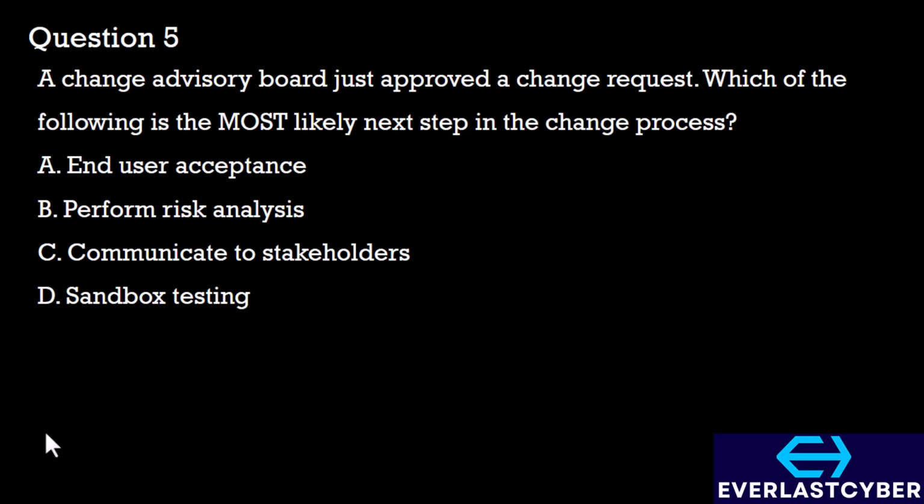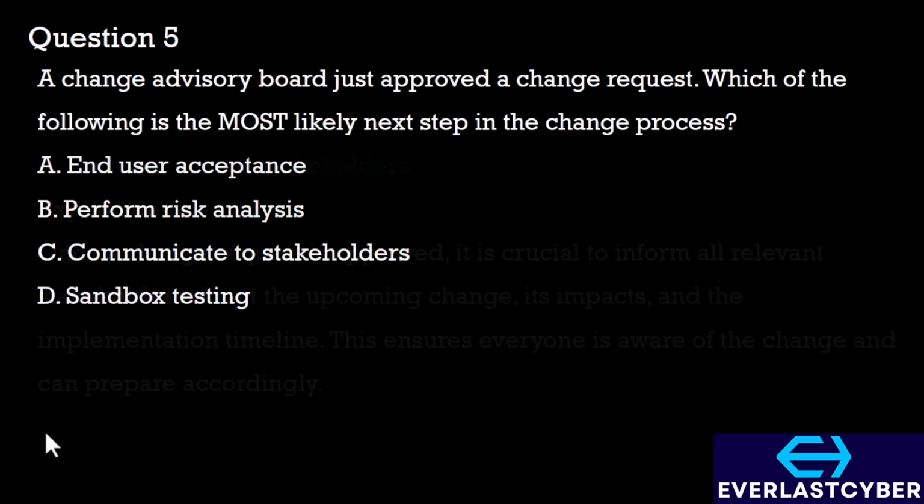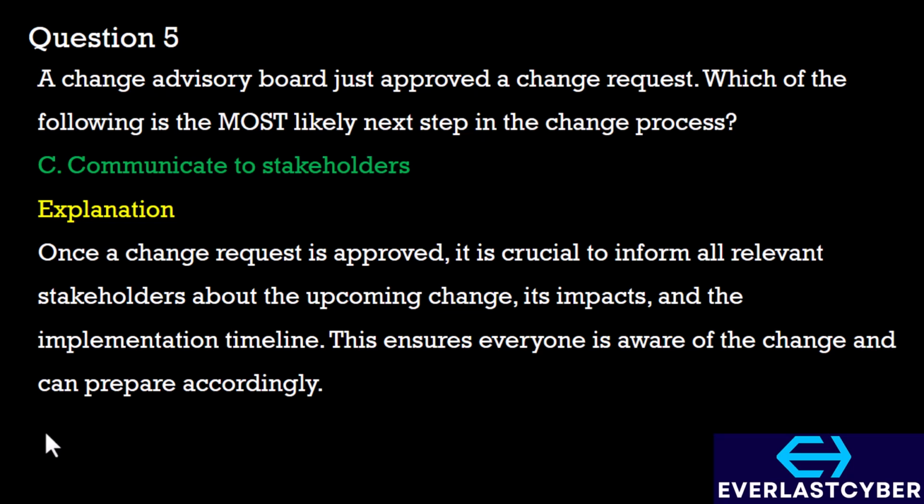So in this case, the next step once a change request has been approved by the change advisory board is to communicate to the stakeholders, and that's option C. So, once the change request is approved, the stakeholders should be informed about the upcoming changes, its impact, and the implementation timeline. This will ensure that everyone is carried along and is aware of the change, and they can prepare accordingly for it.